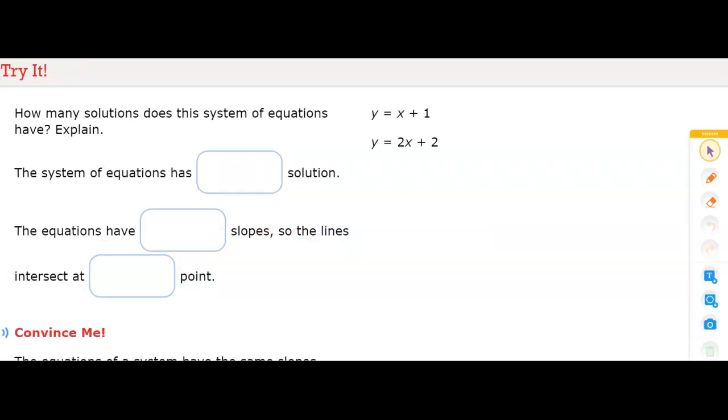How many solutions does this system of equations have? Explain. The system of equations has blank solution. So if we look at our equations, the slope here is different. This one is 1, this one is 2. So we would put here that it has one solution, because when they have different slopes, that means they have one solution. The equations have different slopes, so the lines intersect at only one point.